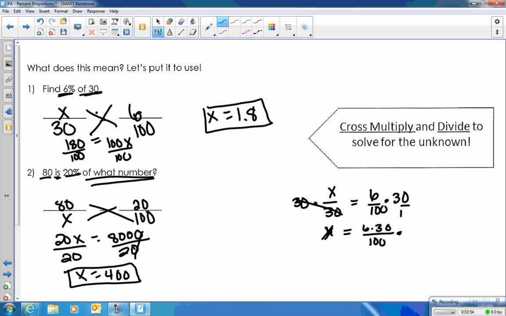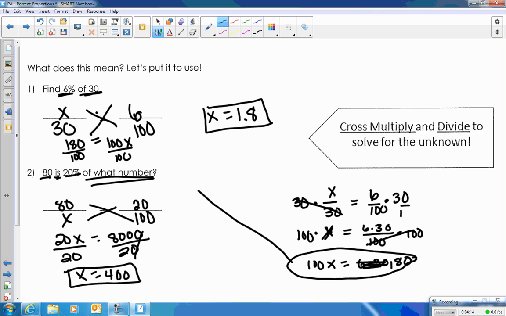How do I undo division? With multiplication. So this goes away and I end up with 100x equals 6 times 30. What is 6 times 30? 180. This is exactly the same as what we wrote up here. So that's why cross multiply and divide works, because of this part here. Although I think just cross multiplying and dividing looks a lot less complicated.